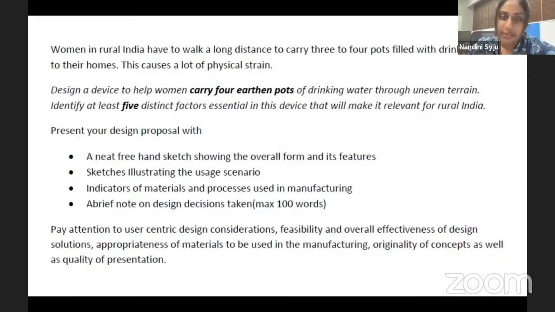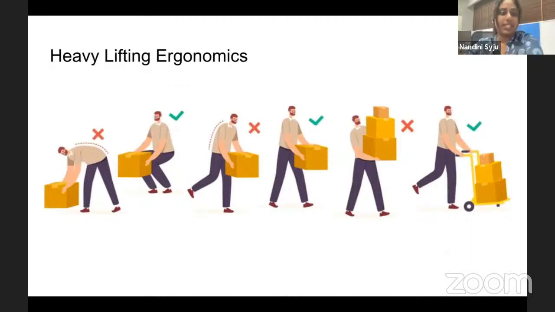All right, first thing is to understand heavy lifting ergonomics. So this is a particular type of question where a human being and their body is heavily involved in working with the product, right? So this is one of those products where ergonomics plays a huge role, right?